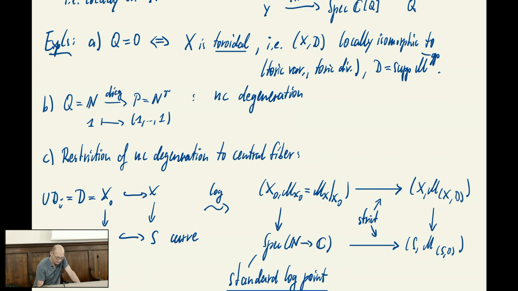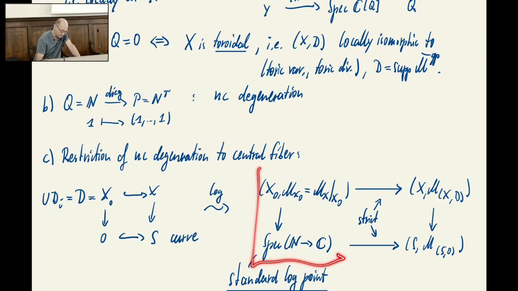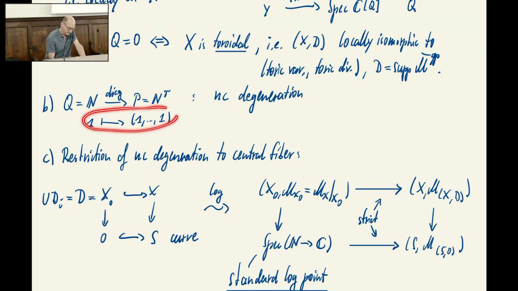So now you see what this is, right? So you have this map, this kind of interesting log space over a standard log point that's log smooth. So the slogan is, a log space that is log smooth over a standard log point looks like the central fiber of a normal crossings degeneration, if the corresponding map of log structures is locally of this form. Okay?